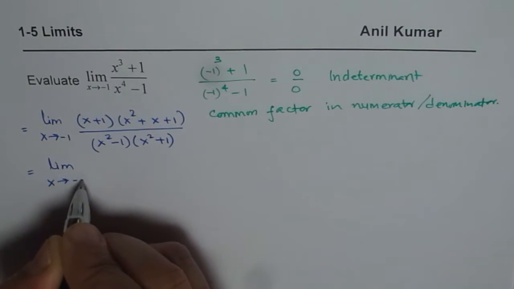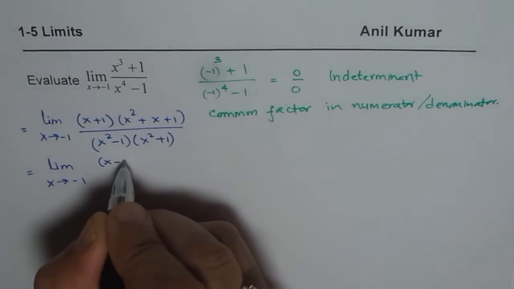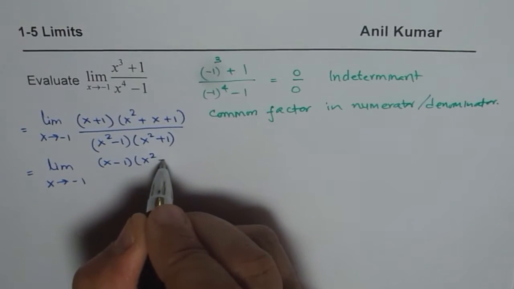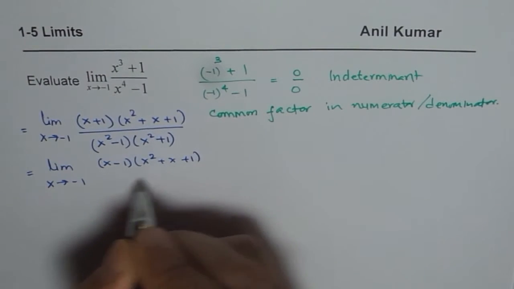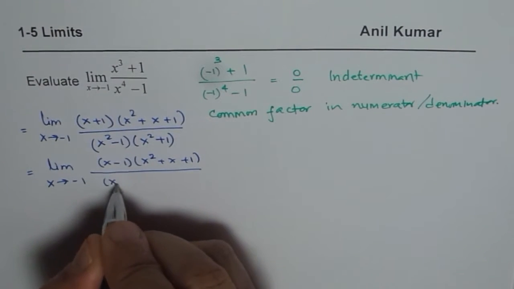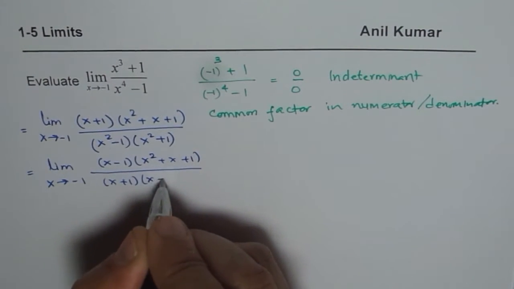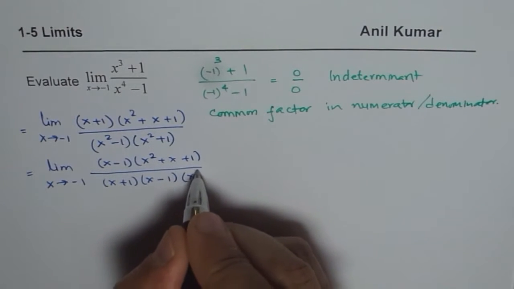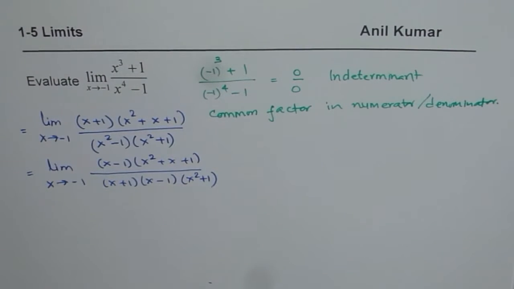x approaches minus 1. The numerator is (x plus 1) times (x squared minus x plus 1). And the denominator for us is, we could factor this part, which is (x plus 1) times (x minus 1) times (x squared plus 1). And now we can cancel the common factor we were looking for.